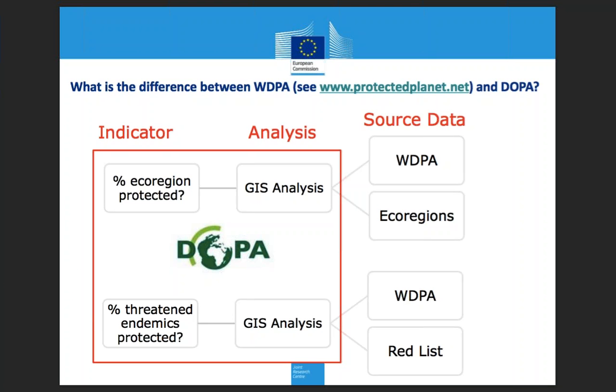These indicators are obtained by combining the WDPA with remote sensing maps of water bodies, remote sensing maps on land cover, Red List species information, ecoregion maps, and other source data that are analyzed especially and combined in the indicator.